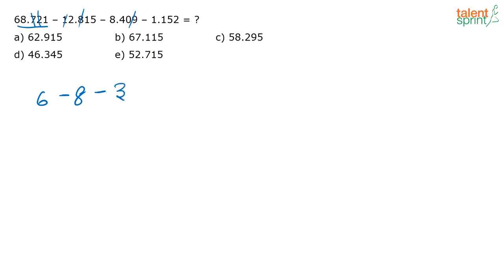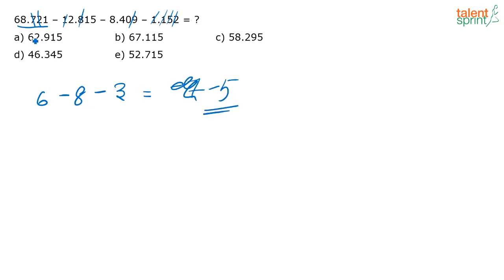So put a minus there. Now you have 5, 6, 7, 8 and again 9. If you have 9, you can omit that. So this is equal to 6 minus 8 minus 3. So what is 6 minus 8 minus 3? It will give you minus 5.